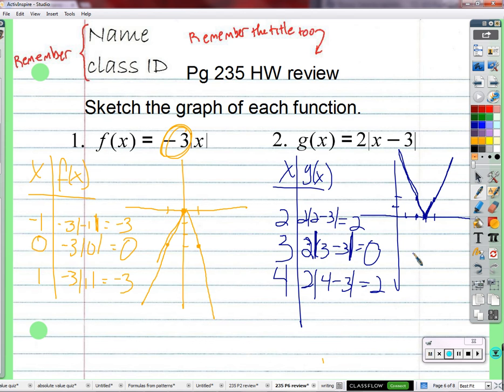I'm done. I haven't moved left or right, I haven't moved up or down. This one here has moved to the right 3, it's twice as steep. I put a point right there for the vertex. I go up 2 to the right 3, up 2 to the left 3, and I'm done. But if you need to plug numbers into the function, which is fine, at least know that it's just to the right 3 so that you know where the center is and where you can plug points in and find symmetrical points.